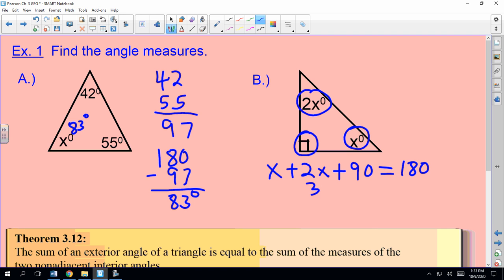So 3x plus 90 equals 180. Subtract 90 over, 3x equals 90. Divide by 3, x equals 30. So this is actually a special right triangle. We'll learn more about this later. I've got a 30-degree angle here. 2 times 30 is 60. That's a 30, 60, 90 triangle. So you may be asked to set up and solve an algebra equation using that theorem.